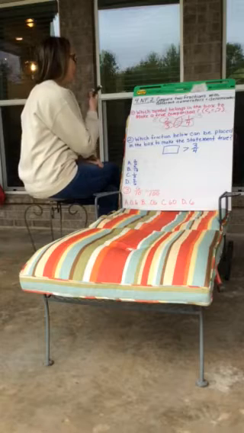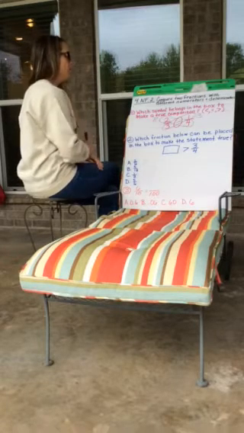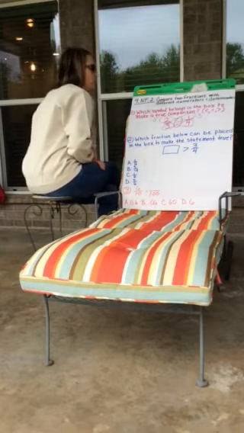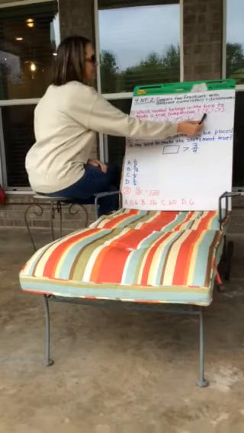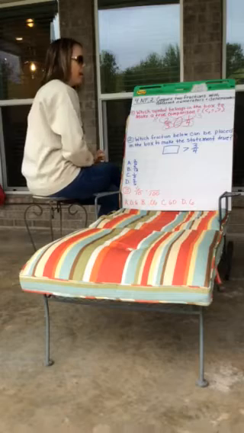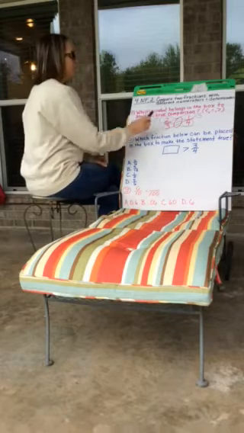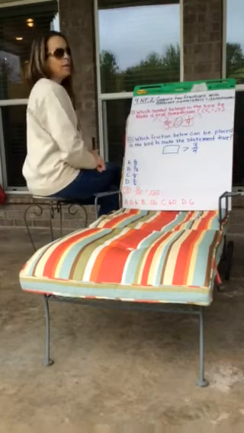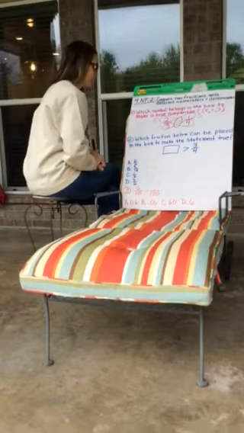So let's look at number 1. It says which symbol belongs in the box to make a true comparison? Less than, equal to, greater than. Of course, I've already worked out the problem, but I want to explain it to you. So 2/3 and 1/4 are the fractions we are comparing.